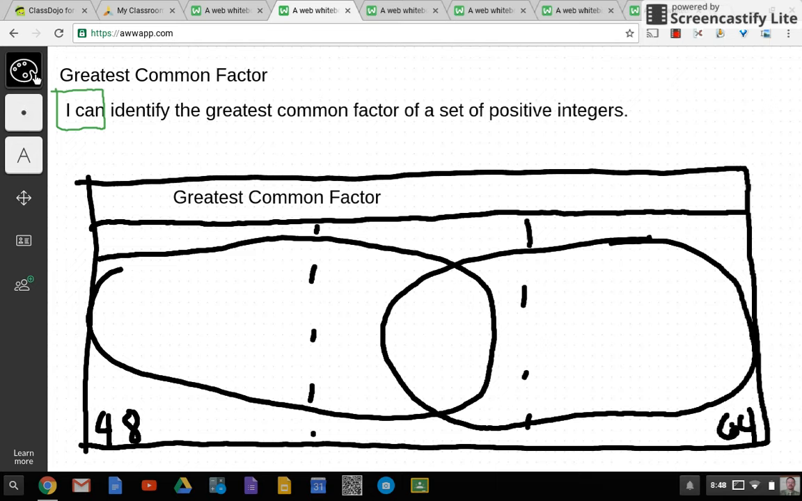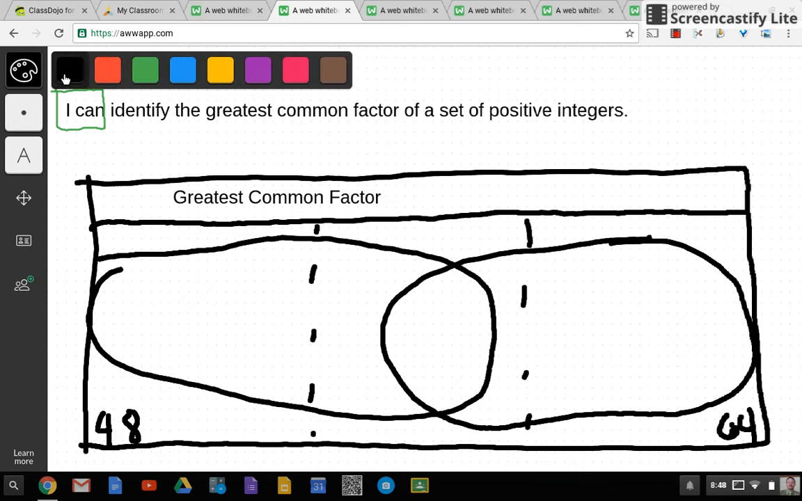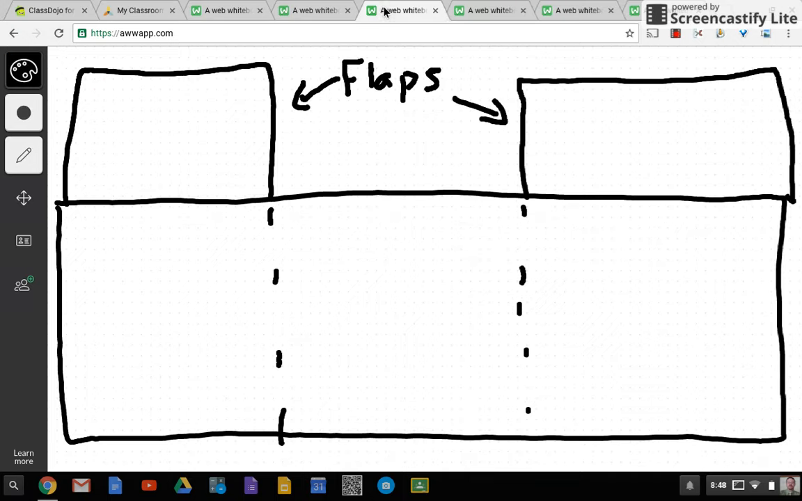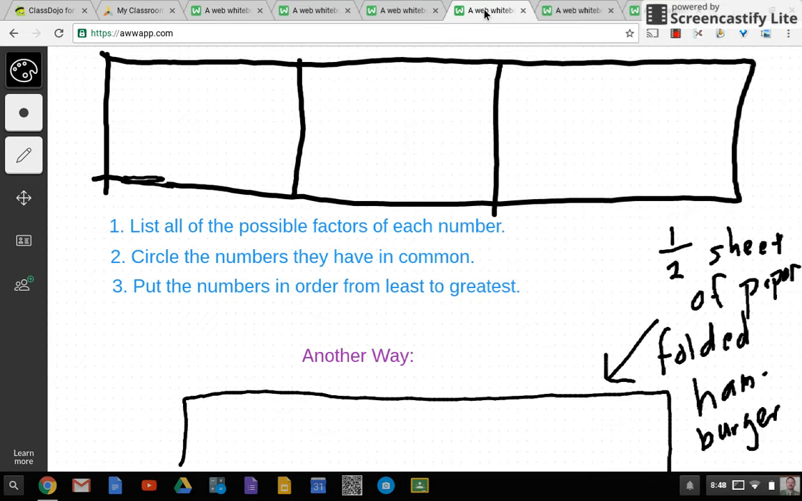Okay, getting me a nice, small little stylus to write with. So here we go. So first of all, I am doing these operations right here. This is what I am writing underneath this thing after I glued it down. These are the steps. We're going to list all the possible factors of each number. We're going to circle the numbers that they have in common, and we're going to put those numbers in order from least to greatest. So here is the slide we were on.